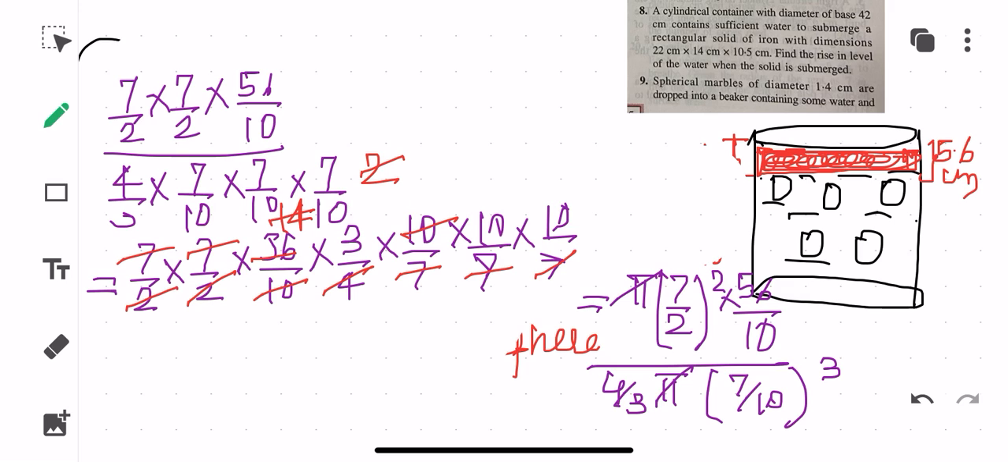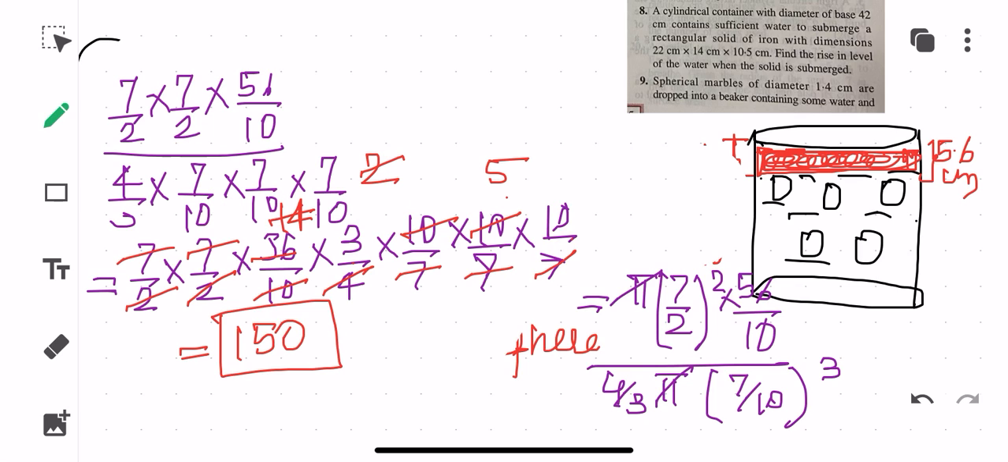We are left with this 2, which goes 5 times, so we are left with 10 into 5 into 3, so this is 150. So what is the number of spherical balls, children? The number of spherical balls is equal to 150. Okay, so this was an easy one. So this is the way you are supposed to do this particular sum.